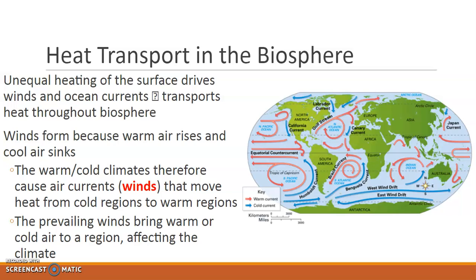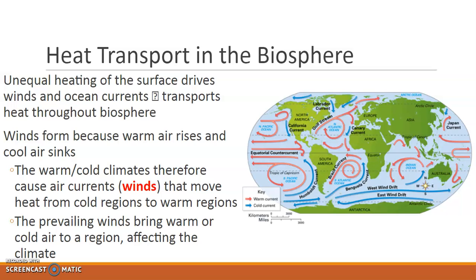Okay, so heat transport in the biosphere. Unequal heating of the surface drives our wind and ocean currents, and this transports heat throughout our planet. Wind forms because warm air rises and cool air sinks. So think about a car, right? If you're in a car on a hot day, the higher you are in your car, the hotter the air is. And if you're down towards the bottom of the car, it's maybe a little bit cooler.